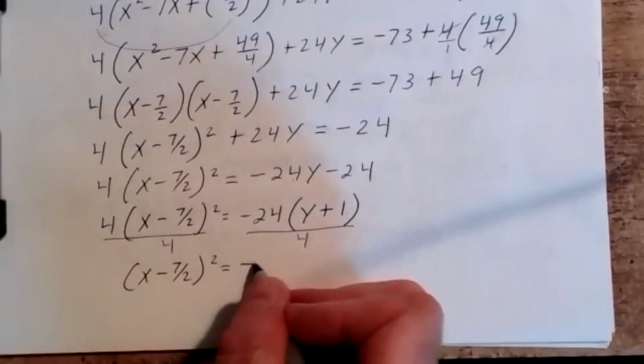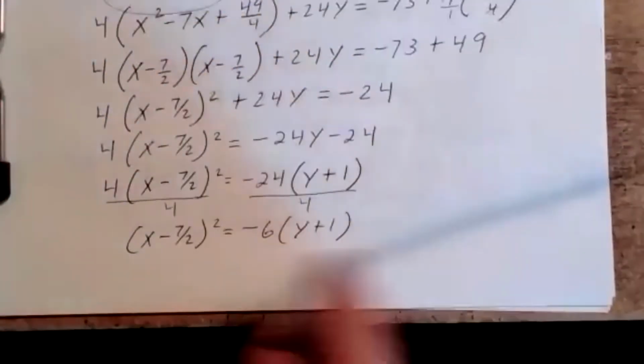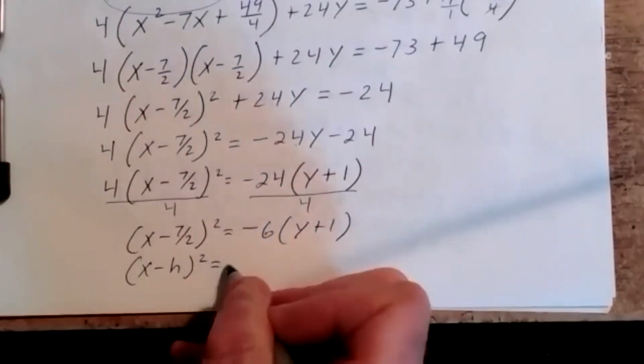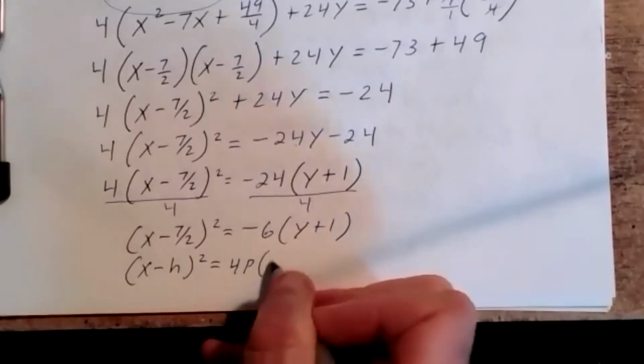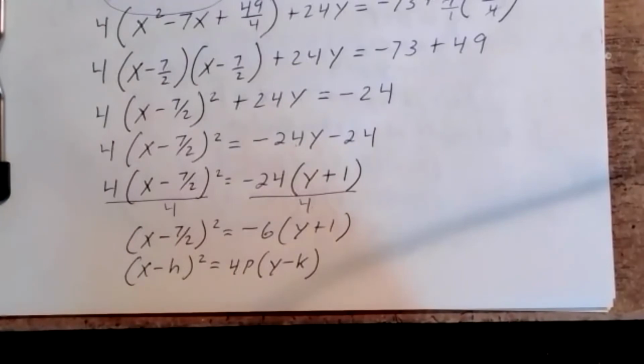-24 divided by 4 is -6. And there we have it, ladies and gentlemen. We now have standard form: (x minus h) squared equals 4p times (y minus k). Everybody see standard form there?